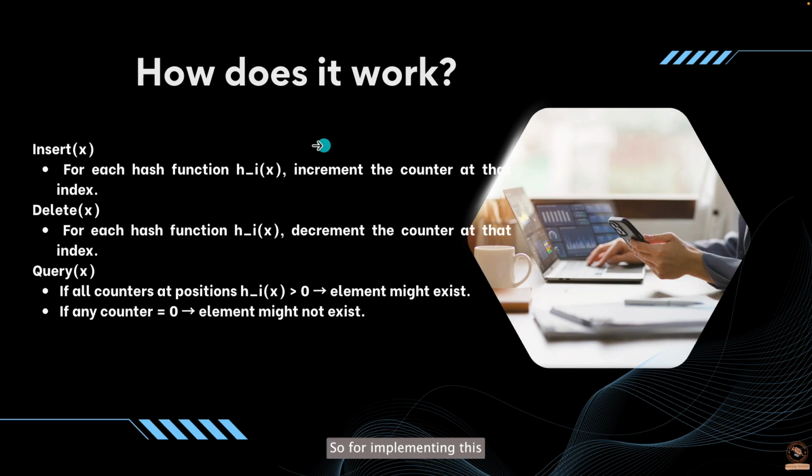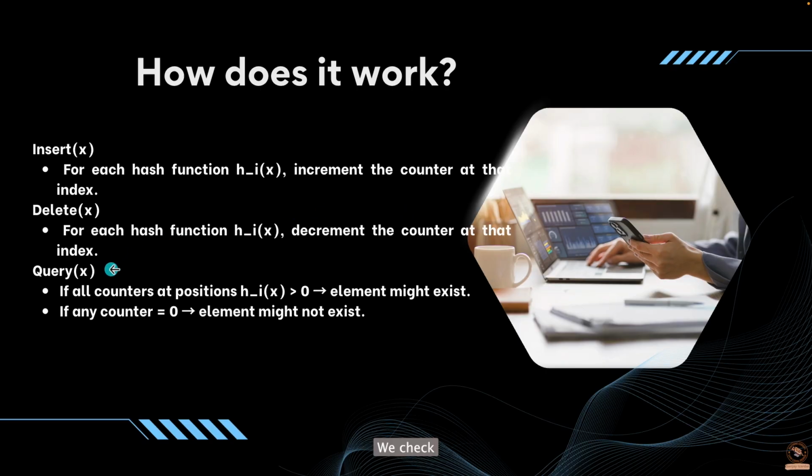For implementing this, we have three functions. One is the insert function. For each insert, we increment the counter at the index. Whatever result we get from the hash function, for that index, we increment the counter. And we just do the opposite in the delete. In the delete, we get some index from the hash function and we decrement the counter at that index.